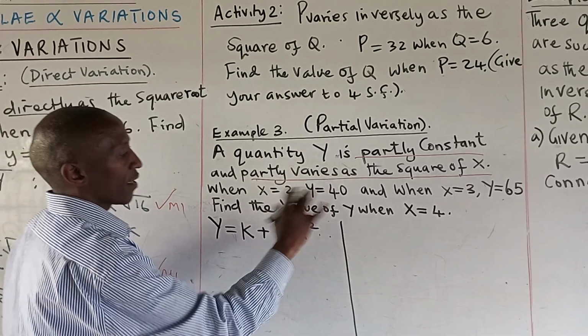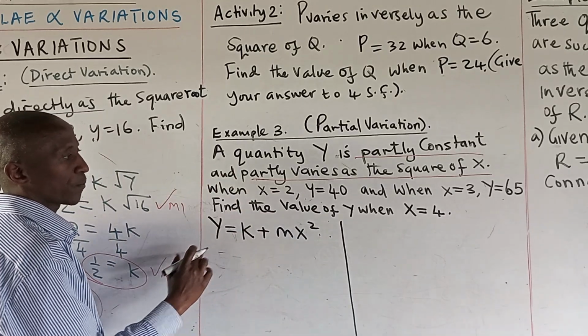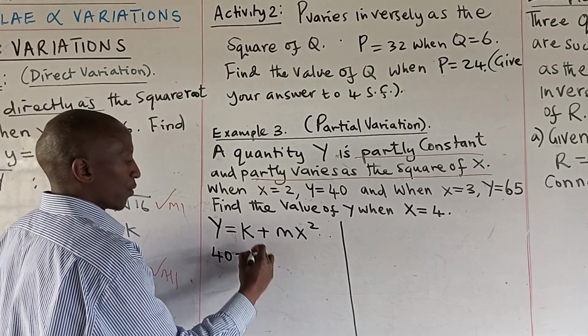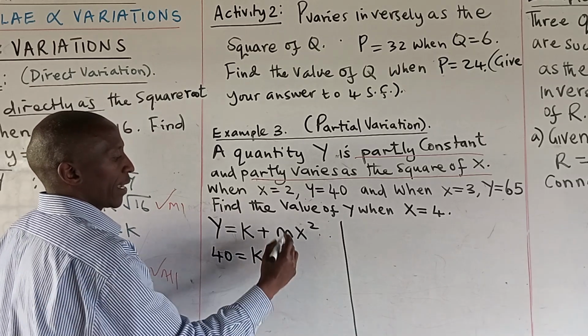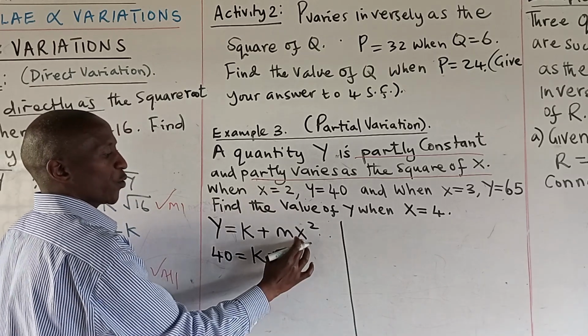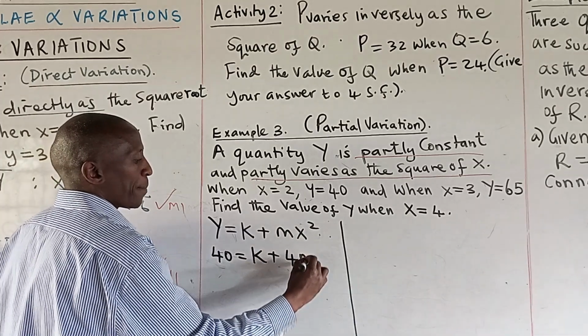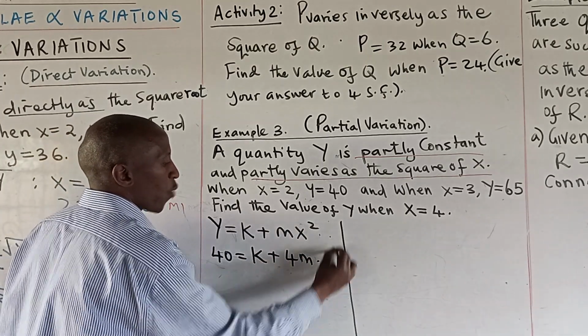Then we put in and form two simultaneous equations. When y is 40, then x, we have a constant for equation 1, x is 2. We put 2 here, x squared becomes 4. 4 times m is 4m, and that becomes our equation 1.